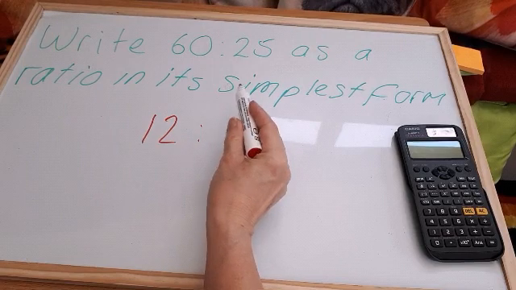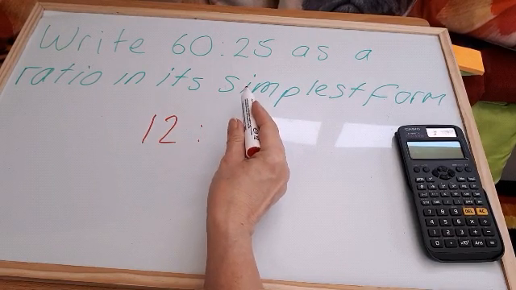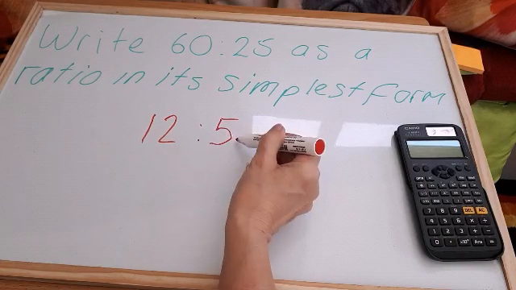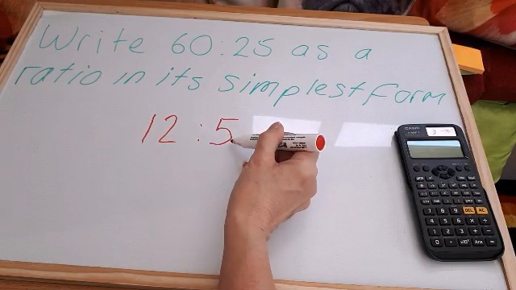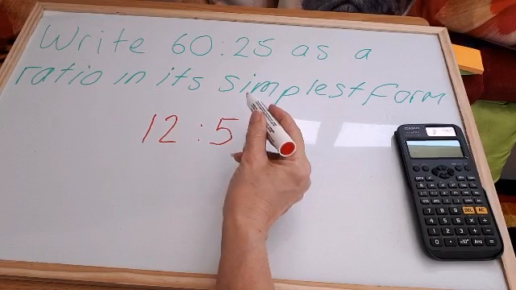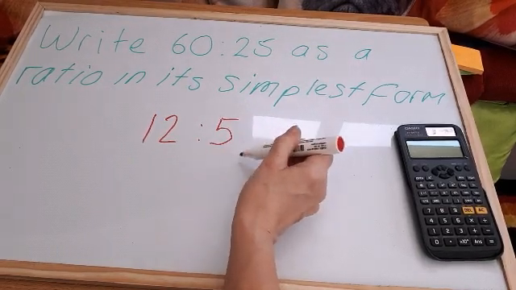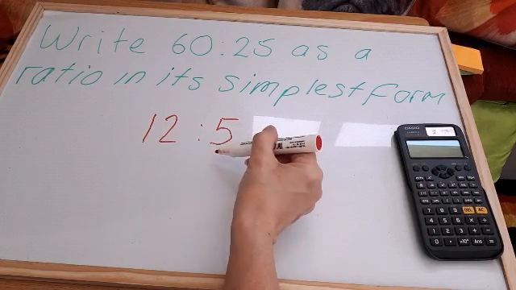And then we look again and we can see that 5 goes into 25 5 times. 5 times 5 is 25. 5 squared is 25. So if you know your squares, that will be instantly obvious. And we've managed to get the simplest form of this ratio as 12 to 5.